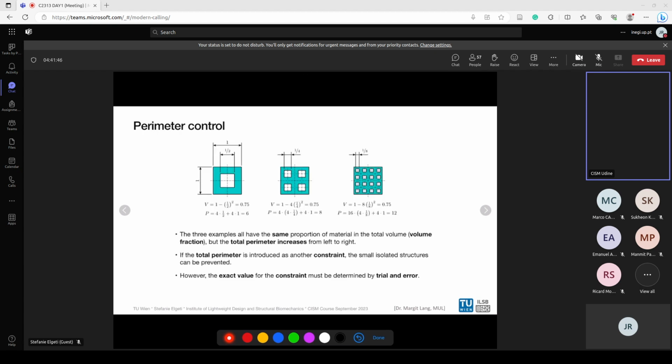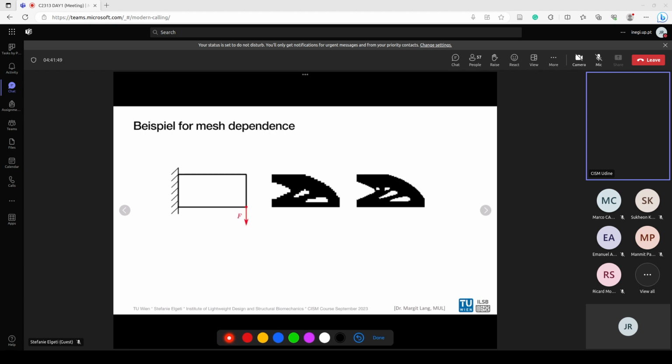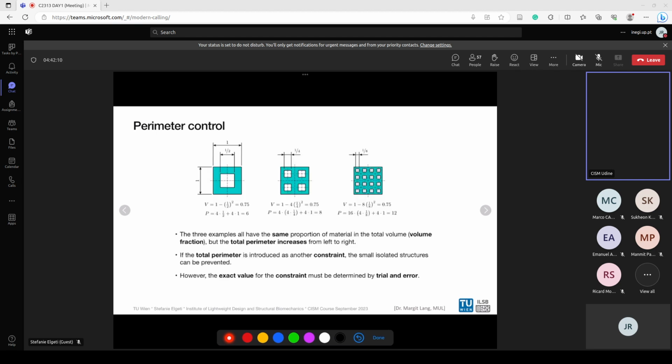So here, first of all, you can admire my translation error. So Beispiel means example in German. So example for mesh dependence, whatever my brain was doing there. And so here we have a coarser grid and a finer grid, and we see that the structure actually still changes on the finer grid. So this would be one example.